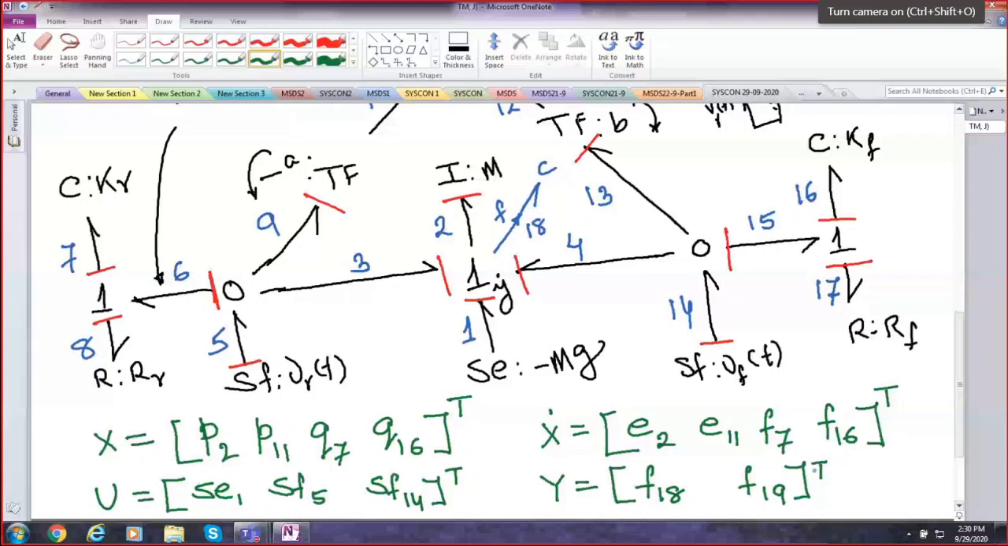So you can also write this. This saves a lot of space instead of writing it vertically downwards. So once we have done this, we require equations of E2, E11, F7 and F16. Those are the derivatives of states. We require their equations and these two outputs F18 and F19. So 6 equations we require finally. So let's catch one by one.